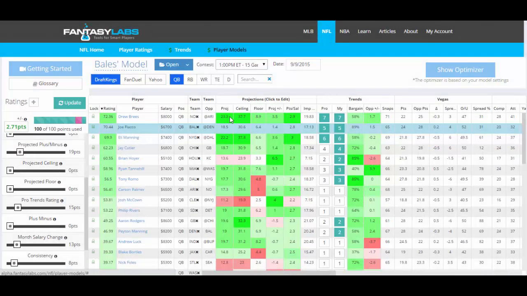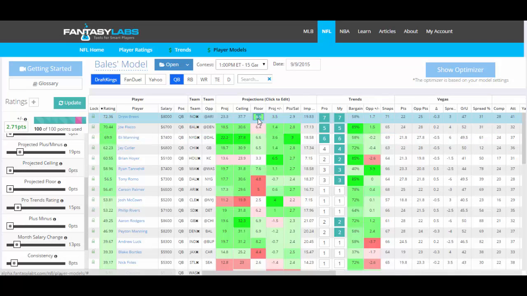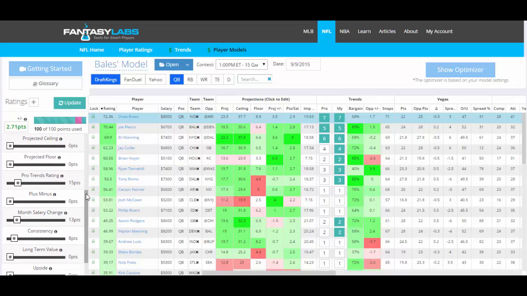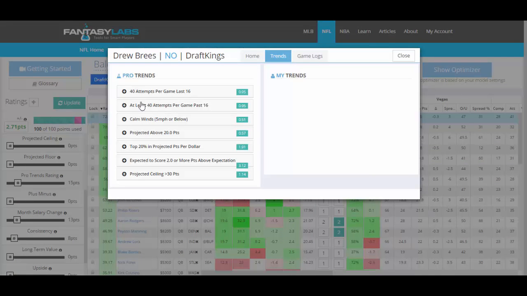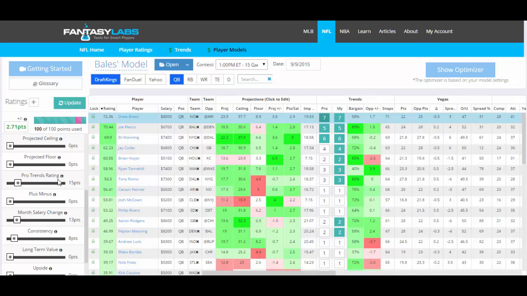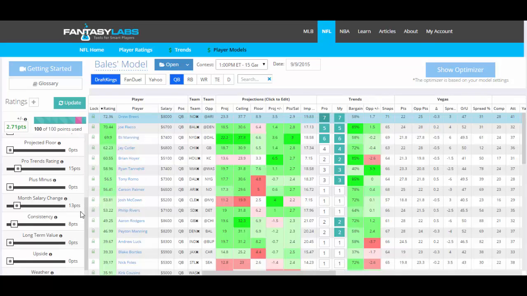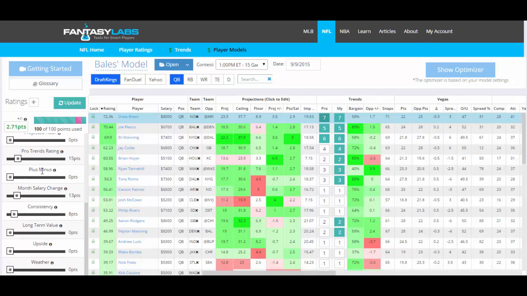Also, all of these three projections are editable, so if you click on them, you can edit them if you don't agree with what we have. Pro Trends rating, that incorporates obviously our Pro Trends. These are the number of trends or angles that a player has on him that have historically led to value on a particular site. Also, I think pretty predictive, so you can weight those as much as you'd like. Plus minus is a player's historic plus minus that he has created.